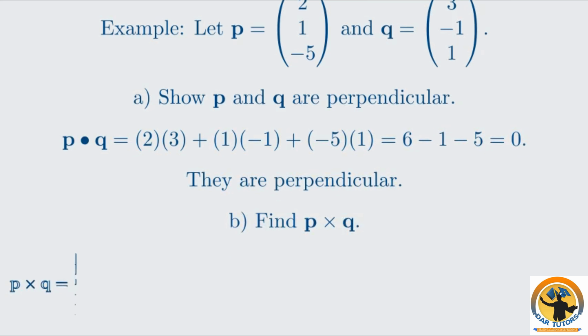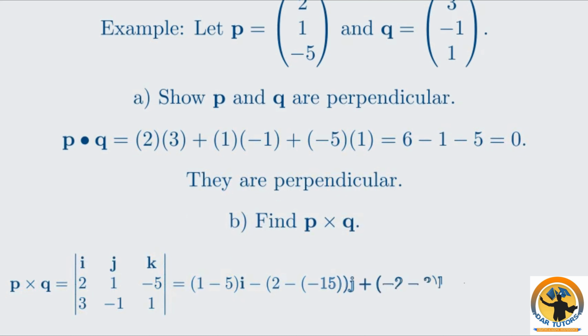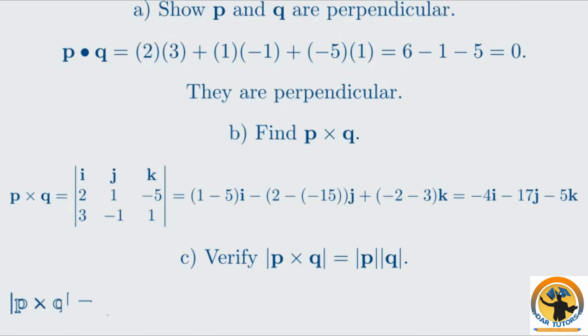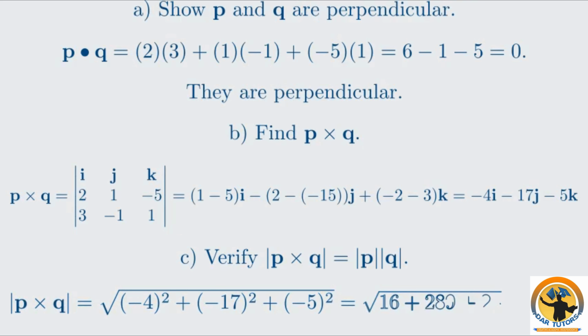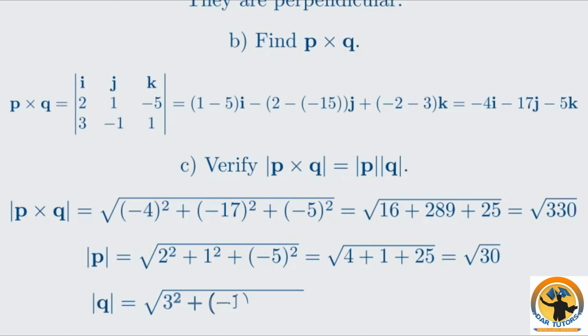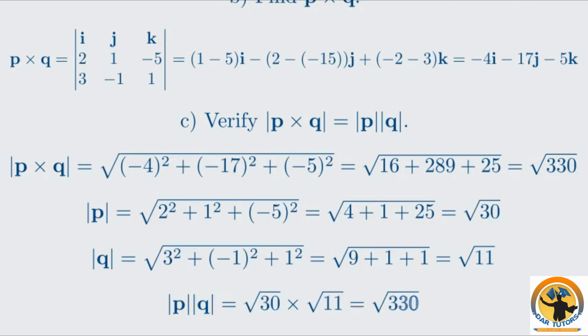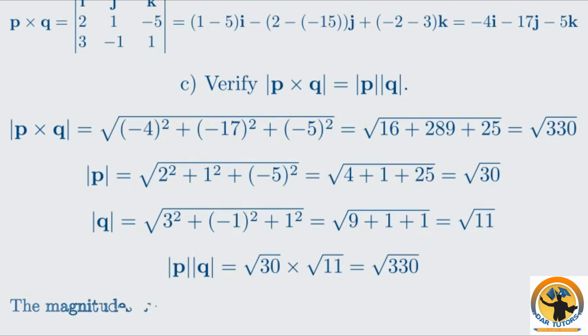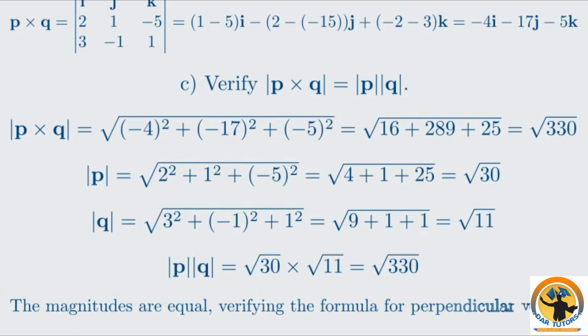Now let's find their cross product. Using the determinant method, we get the vector (4, -17, -5). Let's calculate the magnitude of this cross product. It's the square root of 16 plus 289 plus 25, which is the square root of 330. Now let's calculate the product of the magnitudes of p and q. The magnitude of p is the square root of 30, and the magnitude of q is the square root of 11. Their product is the square root of 330. The magnitudes are equal, which verifies our formula for perpendicular vectors.